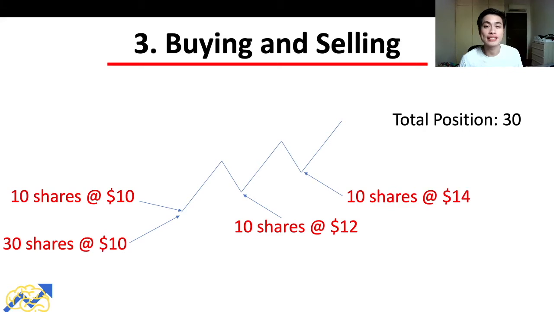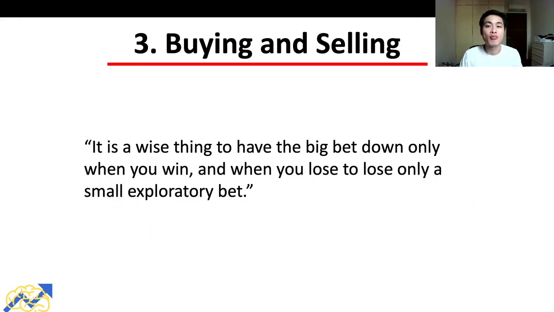However, if prices don't rise up and instead prices fall, then we would have suffered a way bigger loss by buying 30 shares at $10 instead of 10 shares at $10. And that is why Jesse Livermore said this. It is a wise thing to have the big bet down only when you win, and when you lose, to lose only a small exploratory bet. So what Jesse Livermore would do is that he would buy a partial position in the markets first, and that partial position in the market would act as a probe.